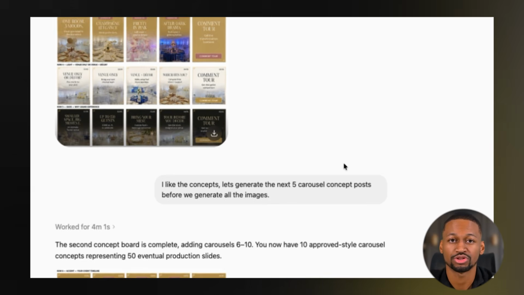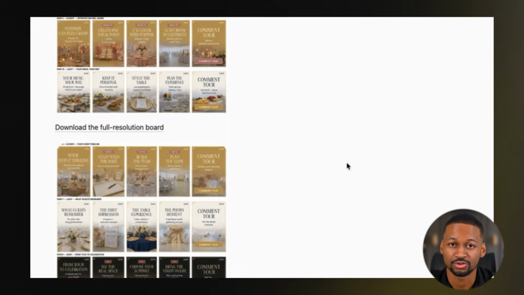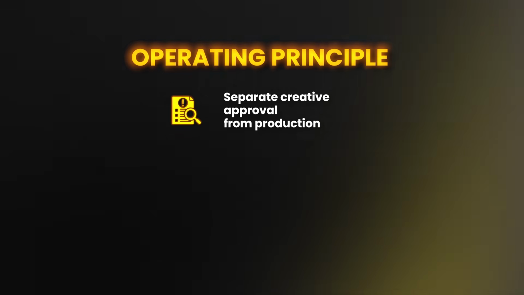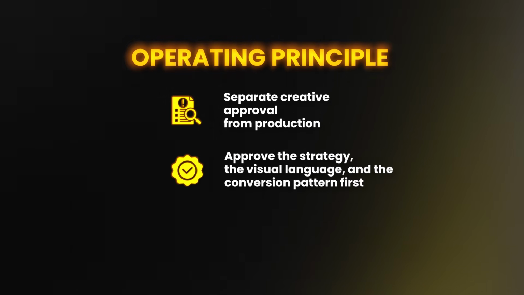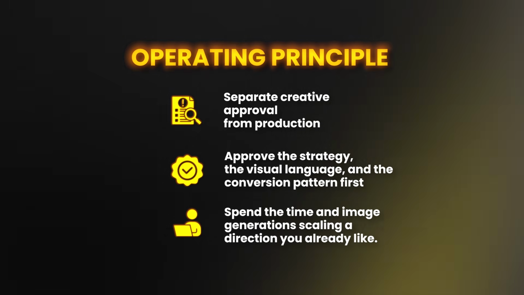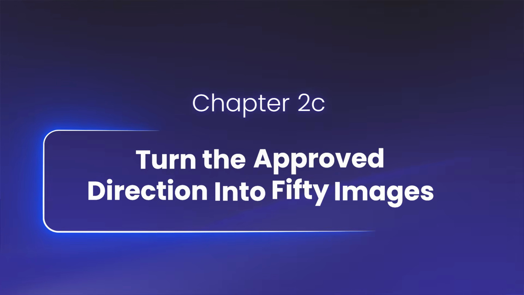Work mode already understood the research and brand rules, so it expanded the campaign to 10 carousels without making me restate the project. This is the operating principle. Separate creative approval from production. Approve the strategy, the visual language, and the conversion pattern first. Then spend the time in image generation scaling a direction you already like. Now let's move on to chapter number 2. Turn the approved direction into 50 images.